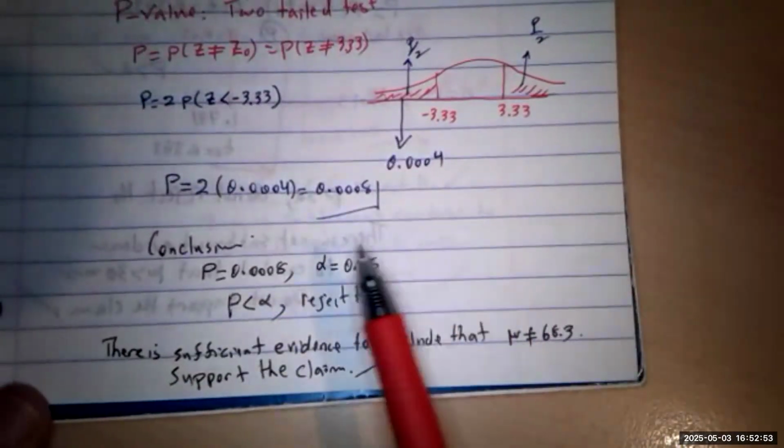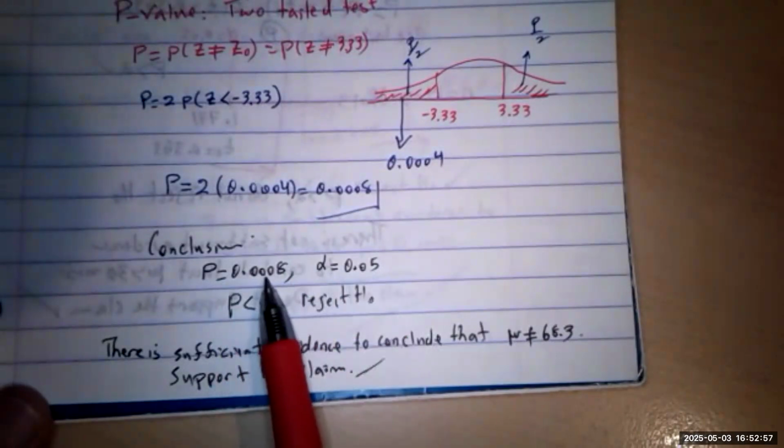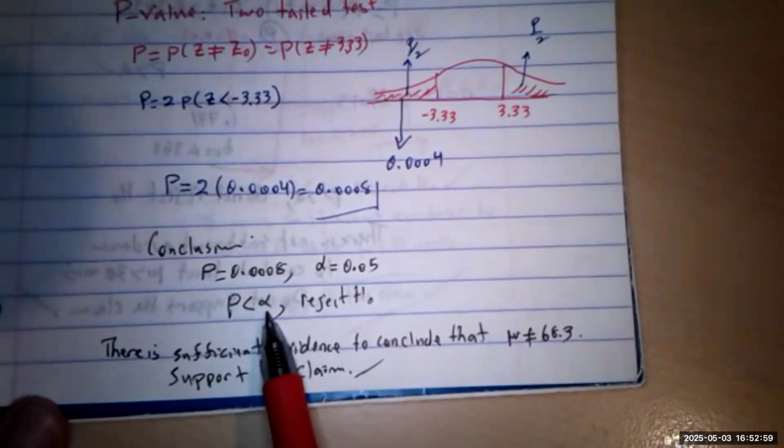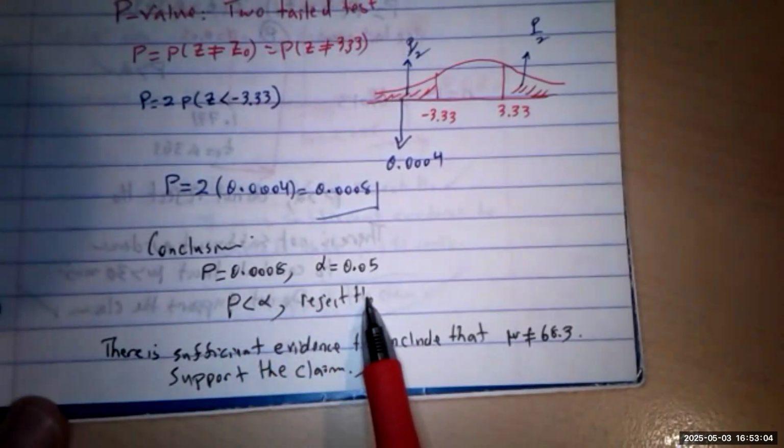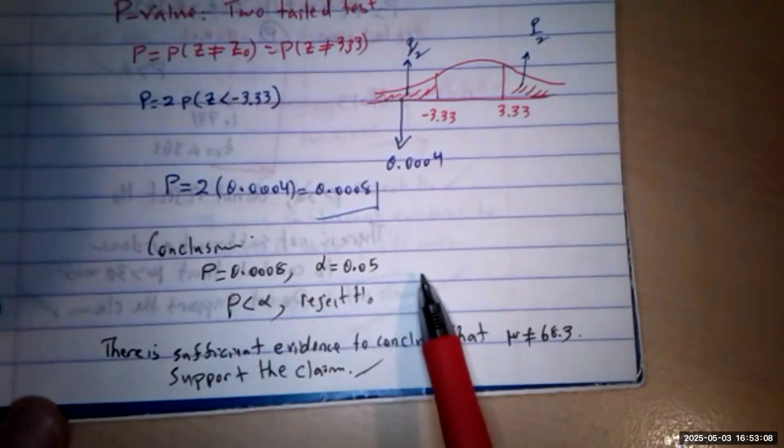Now you compare it with the alpha. Alpha is 5%, which is 0.05, and the p is a very small number. So p is less than alpha. When it's less than alpha, you reject H naught. If it's greater than or equal to the alpha, do not reject.